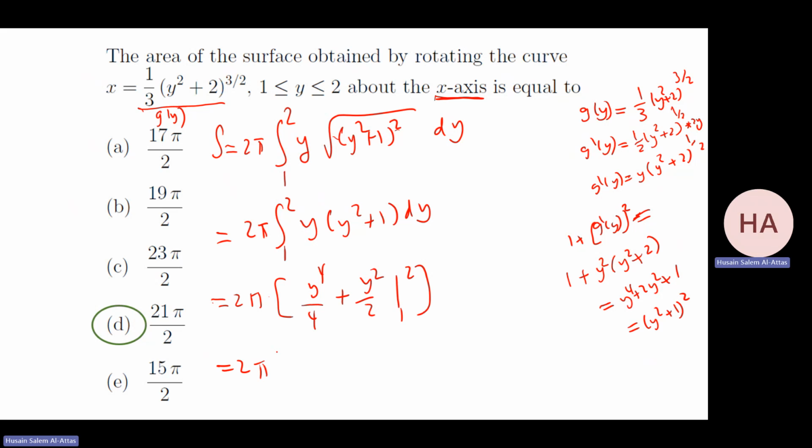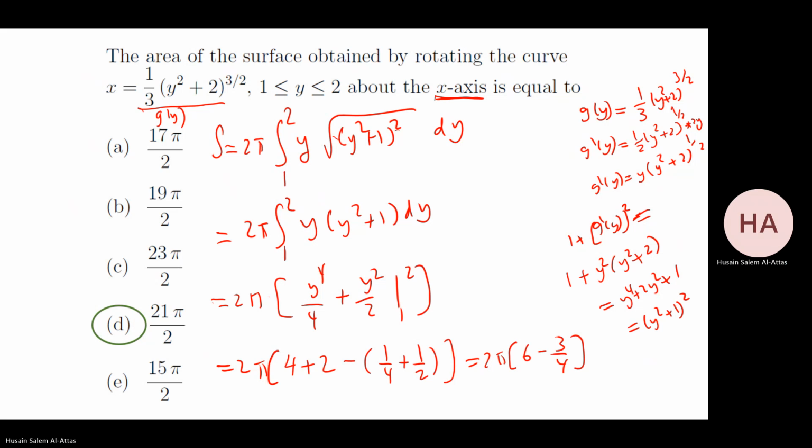That will be 2 pi times what? 16 over 4, that is 4, plus 2, minus 1 over 4, plus half. That gives me what? 2 pi, that will be 6 minus 3 over 4, which is 2 pi times 21 over 4, which is 21 pi over 2.